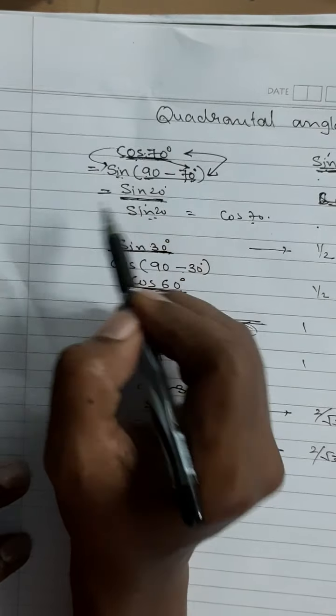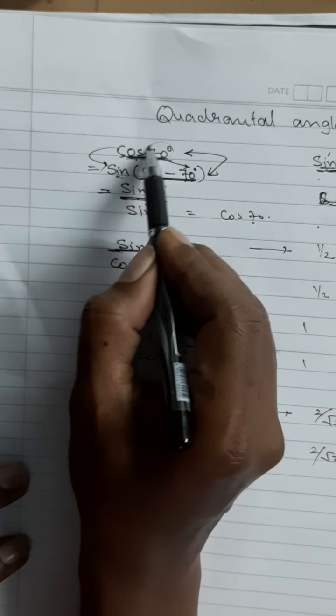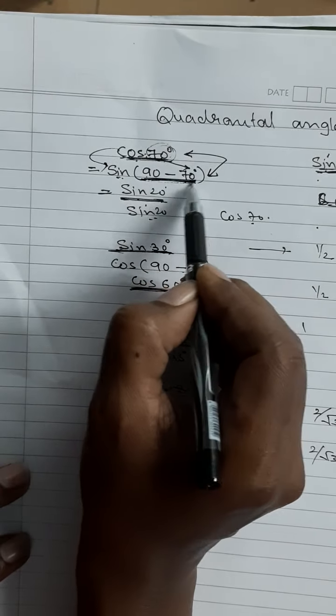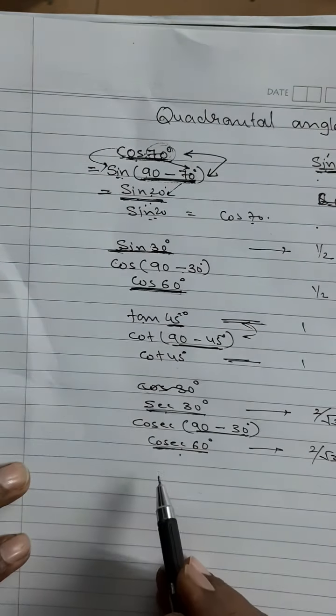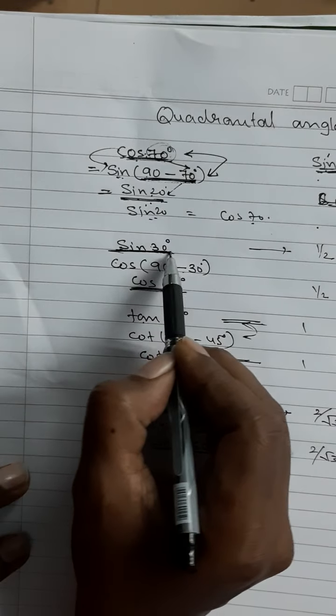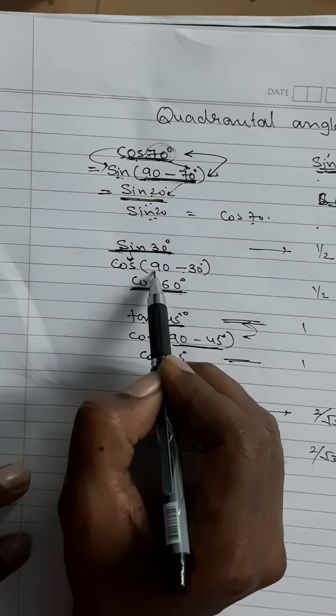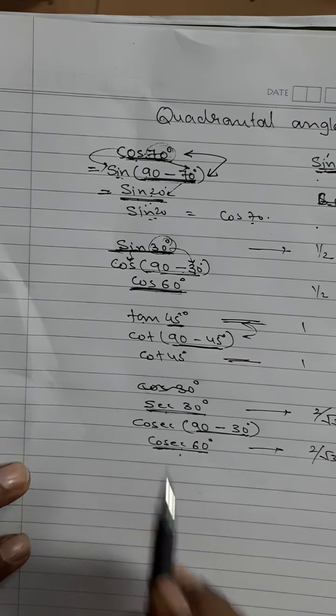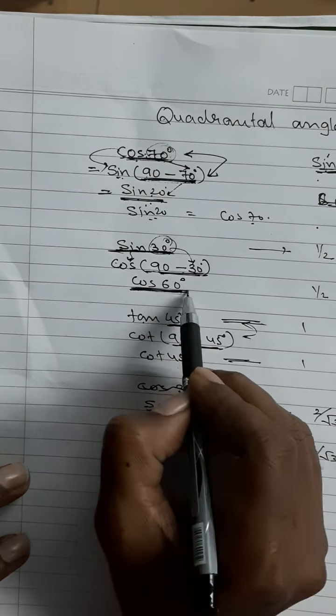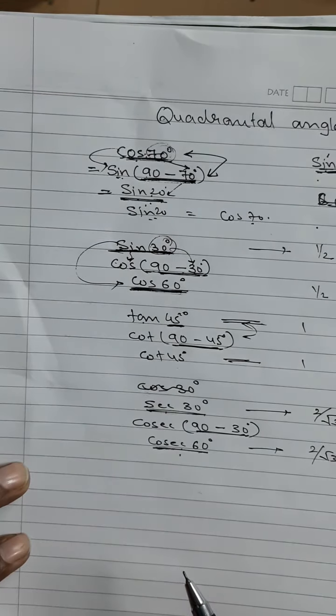Cos will get converted to sine, and sine of what? 90 minus whichever angle is over here. And then you will solve this bracket and you will get cos 70 is equal to sin 20. Similarly, sin 30 will get converted to cos. Cos of what? 90 minus whichever angle is over here, that will be written over here. And then I will solve this bracket, I will get cos 60. That means sin 30 is equal to cos 60.